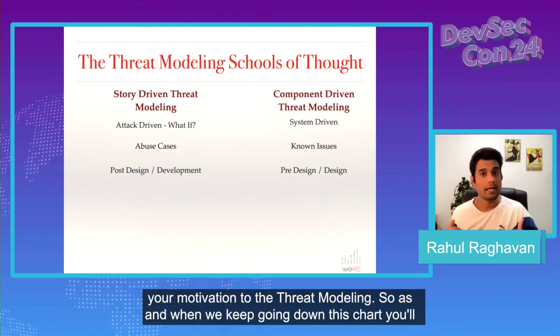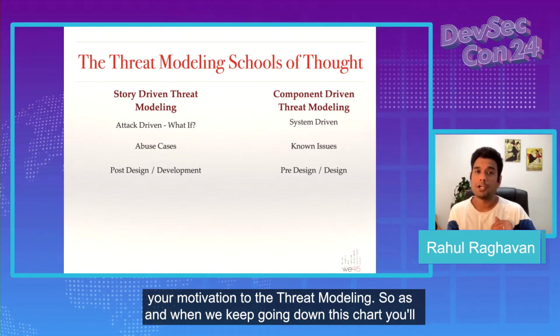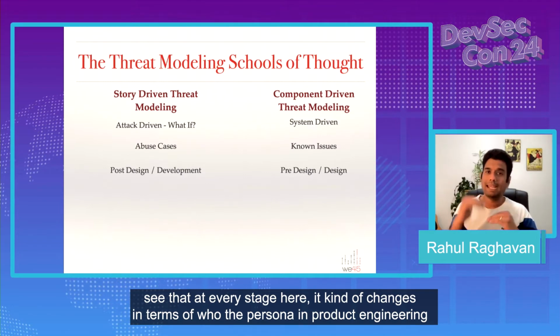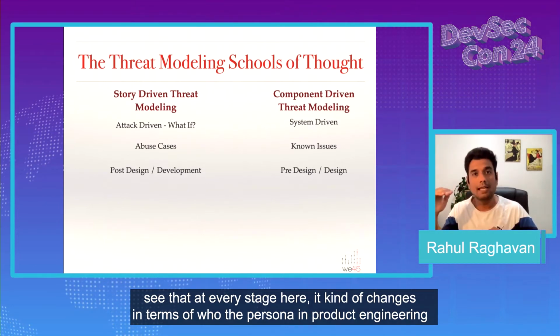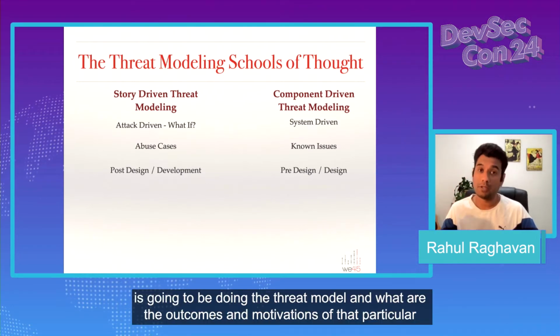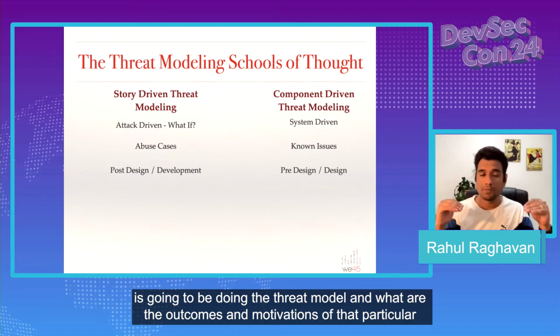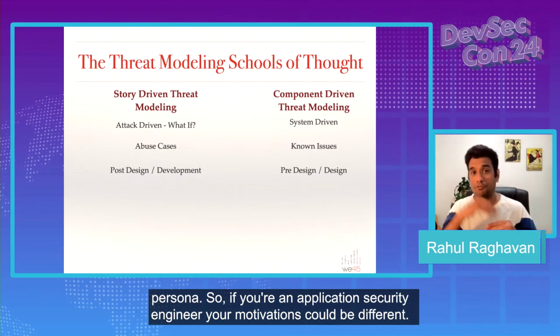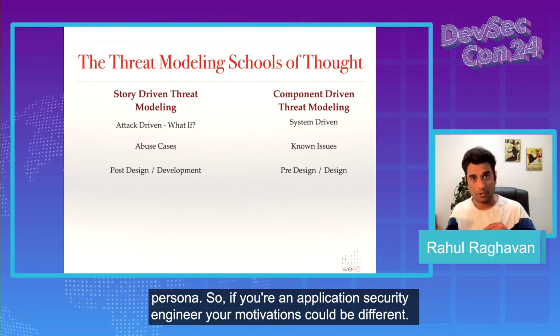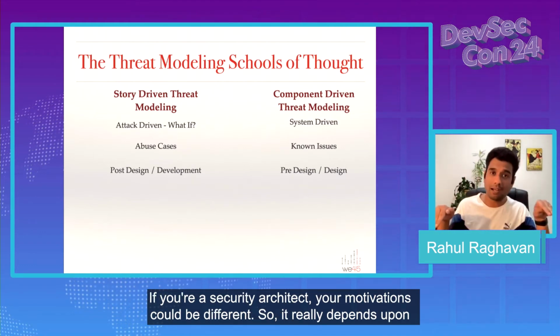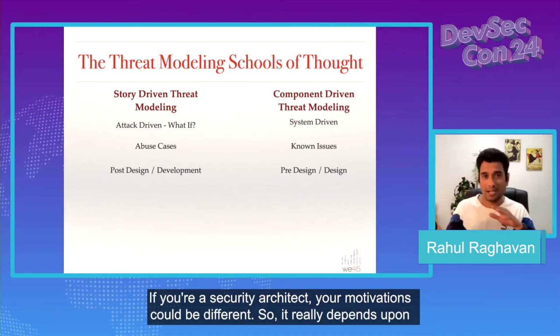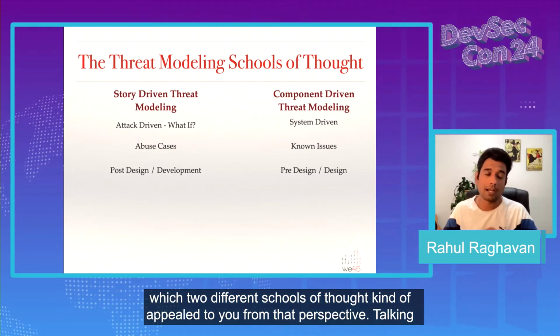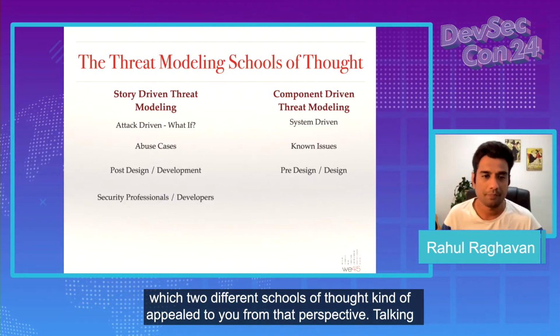As we keep going down this chart, you'll see that at every stage it changes in terms of which persona in product engineering is going to be doing the threat model, and what the outcomes and motivations of that persona are. So if you're an application security engineer, your motivations could be different. If you're a security architect, your motivations could be different. So it really depends upon which of the two schools of thought appeals to you from that perspective.